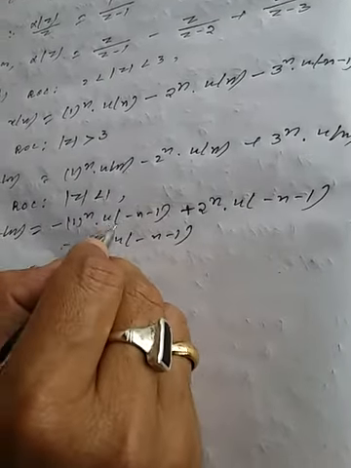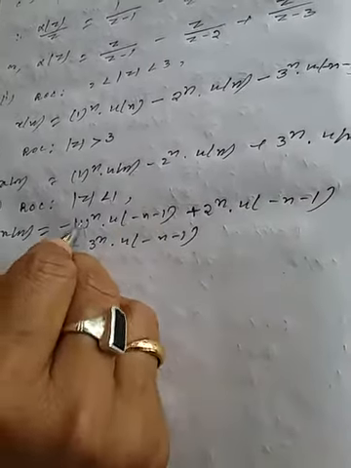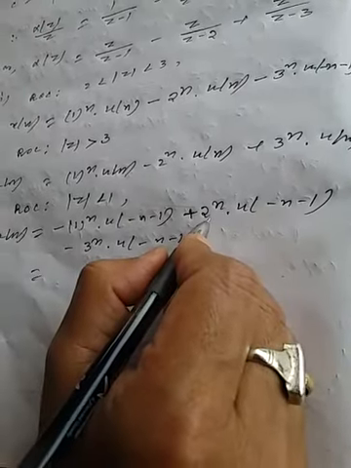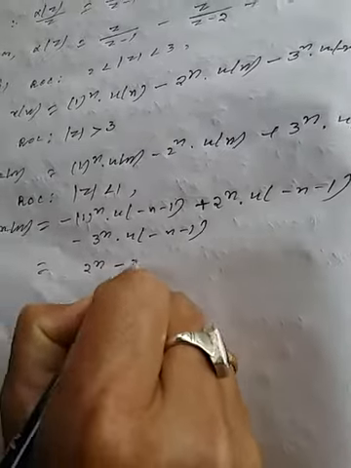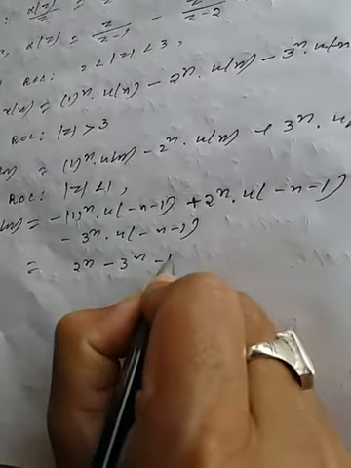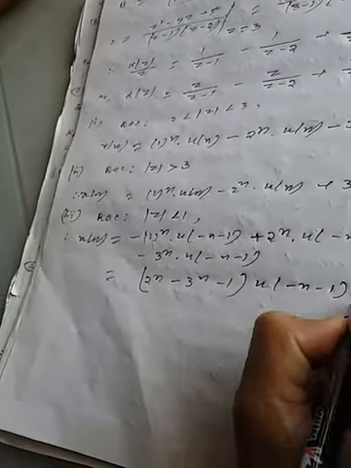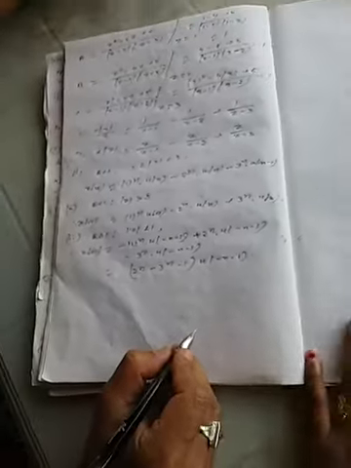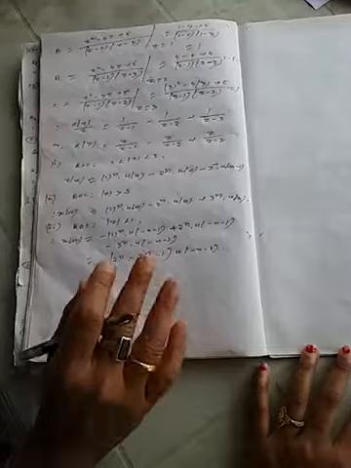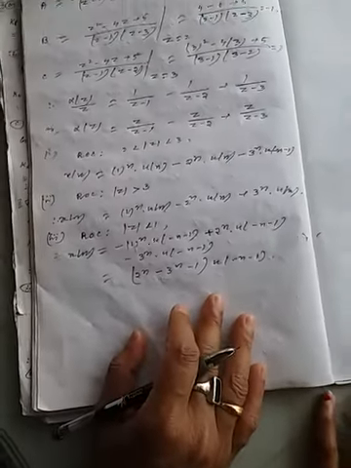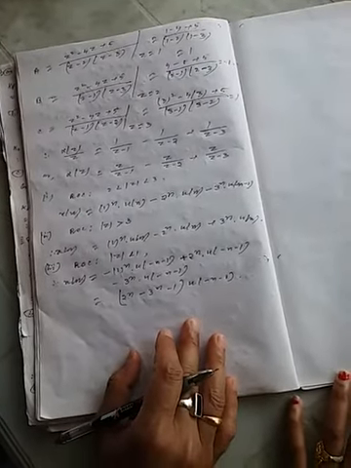For all three terms, u of minus n minus 1 is the common term. This is minus 1, this is 2 to the power n, and this is 3 to the power n. So x[n] equals minus 1 plus 2 to the power n minus 3 to the power n, into u of minus n minus 1. This is the inverse Z transform for condition 3, right? So this is the partial fraction expansion method. This is a very important thing. You have to practice this portion several times.